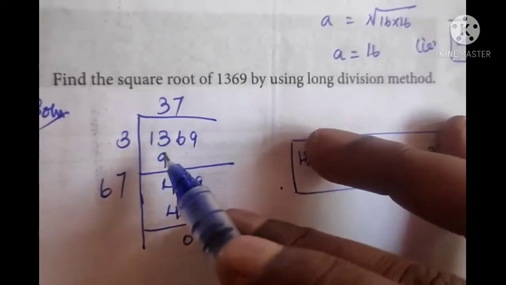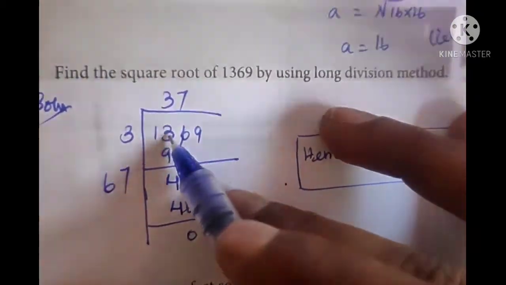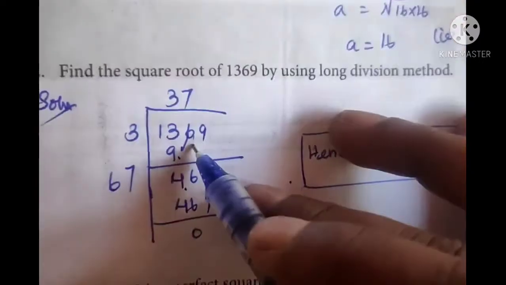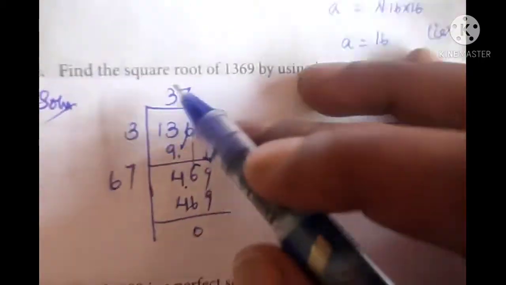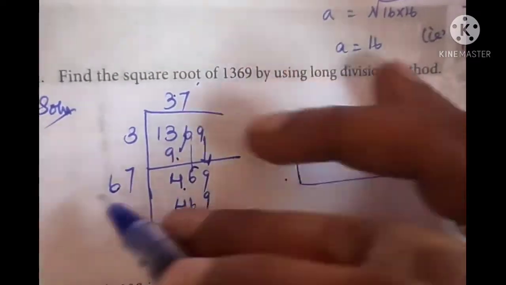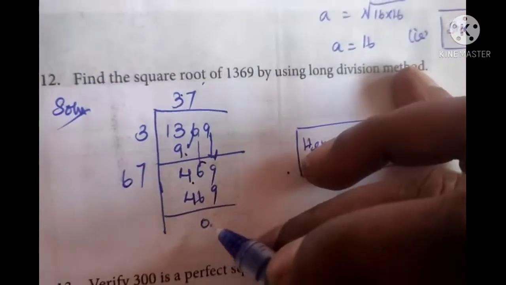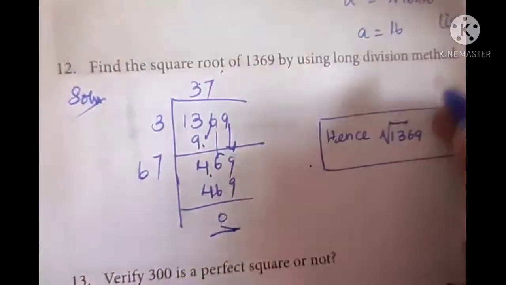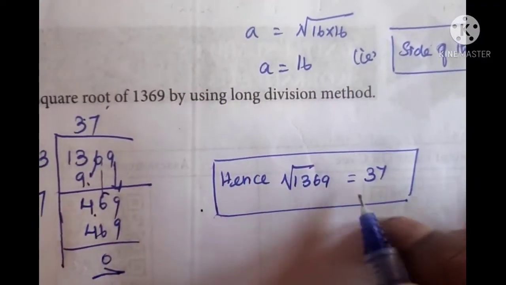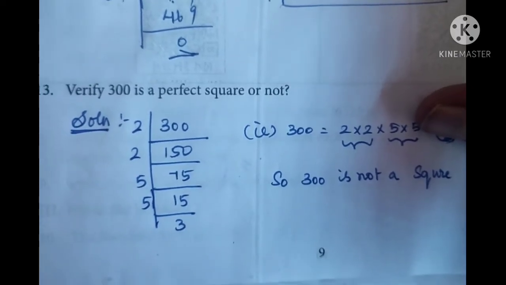1369. 3 3s are 9. 13 subtract 9, we get 4. Bring down 69. 2 3s are 6, 7 7s are 49, 7 6s are 42, and then 4 equals 469, then we get 0. Therefore square root of 1369 equals 37.